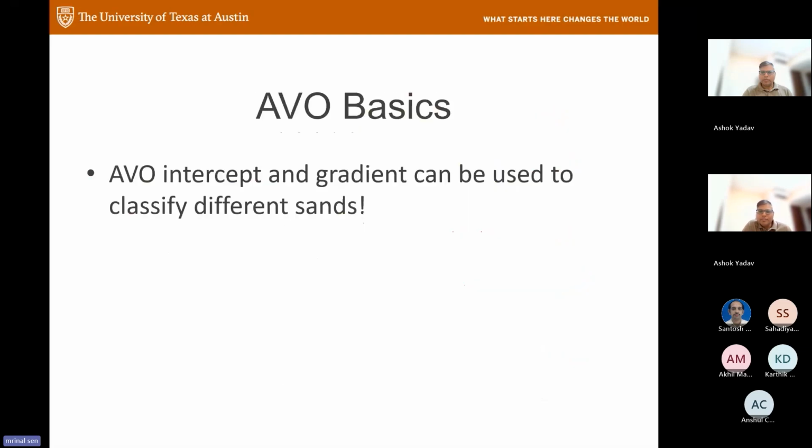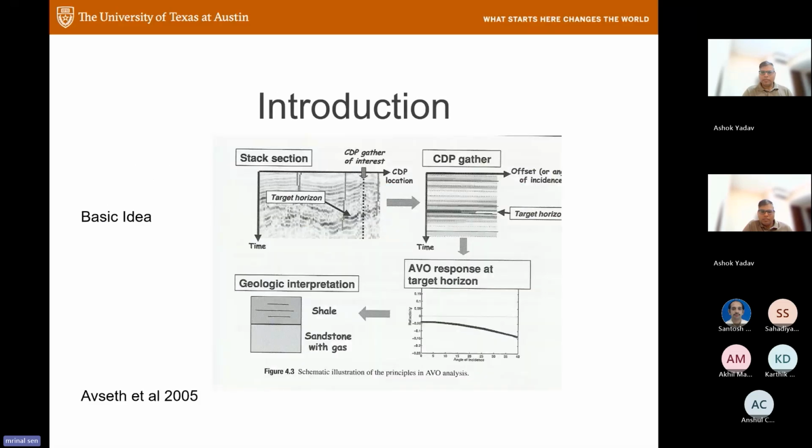So AVO gradient and intercept can be used to classify different sand bodies, and they become a very important tool for quantitative interpretation. That's where it started, some maybe 20 years ago. But now it's even more advanced. We're doing AVO kind of inversion and doing a lot of other things because software is much fancier, data collection is also more sophisticated, and also the processing steps are quite mature. So it's very important to understand amplitude variation, not just the travel time variation.